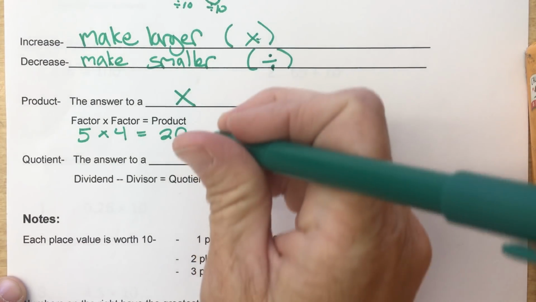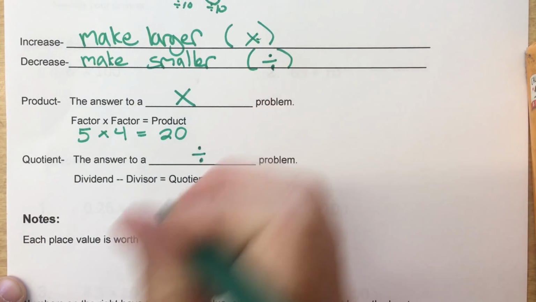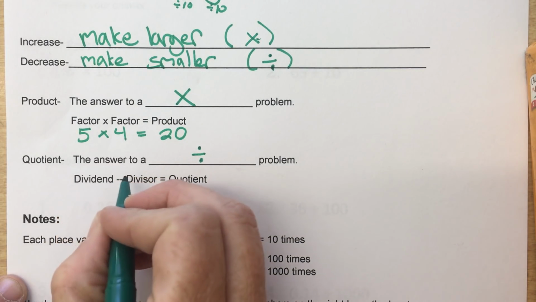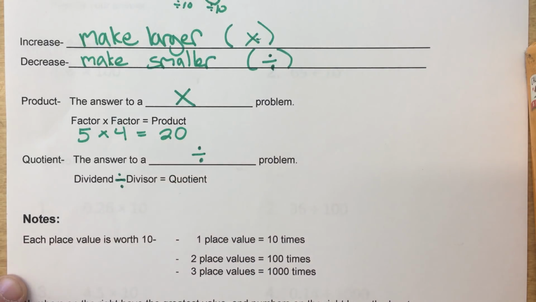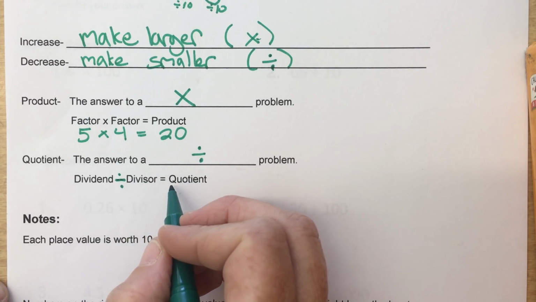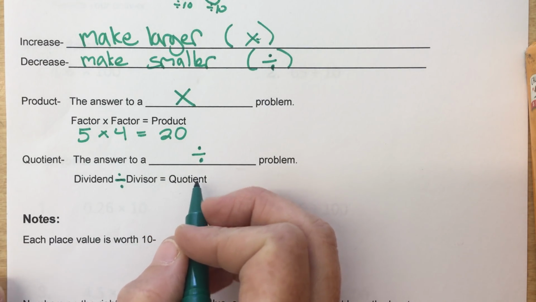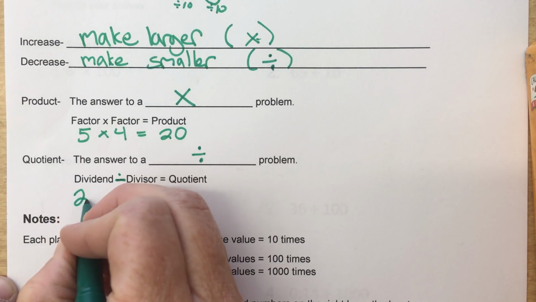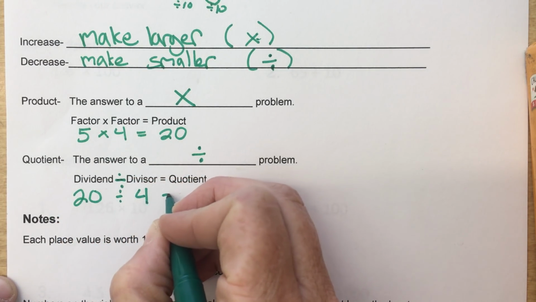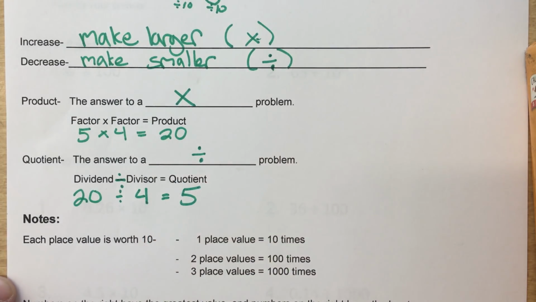Quotient is the answer to a division problem. So here I have dividend divided by, notice how I fixed that to be a division sign, dividend divided by the divisor equals the quotient. So here, if I have 20 and I divide it by 4, my answer is 5. So the answer to the division problem is the quotient.